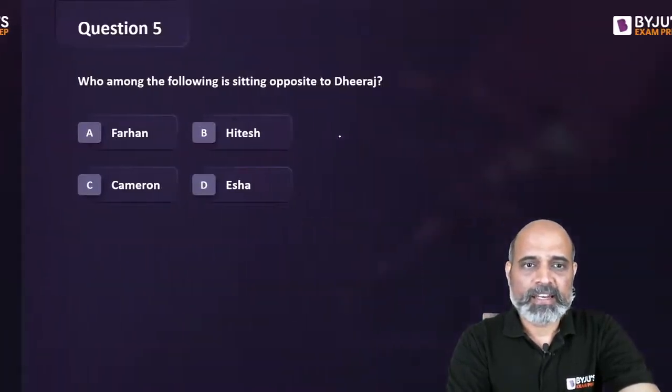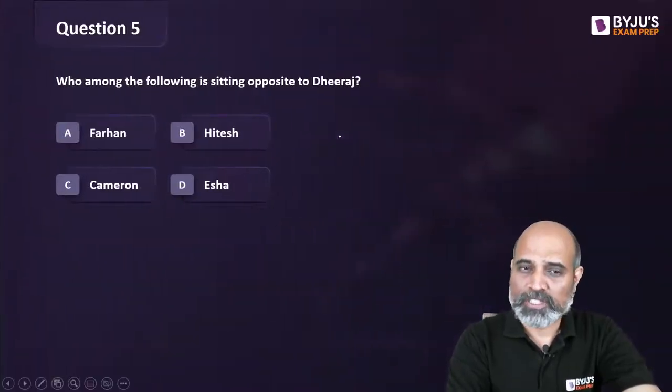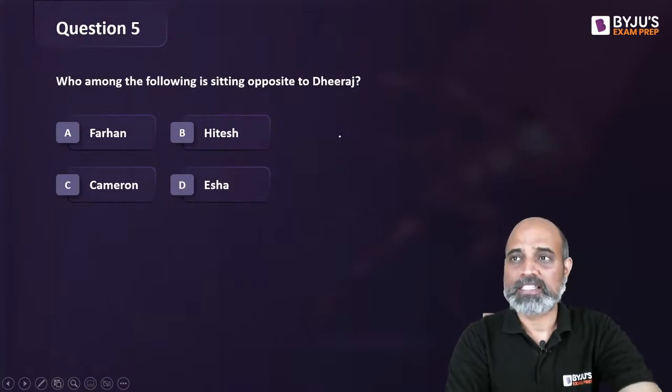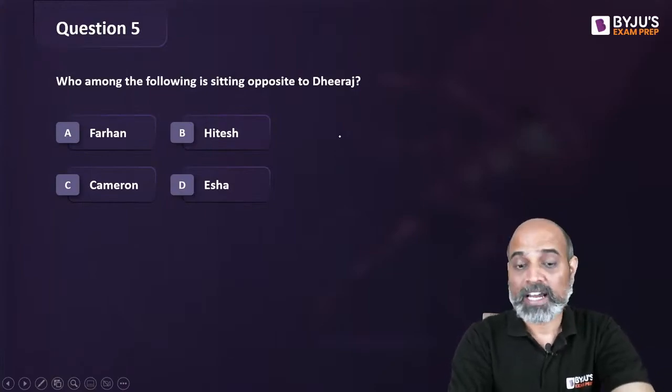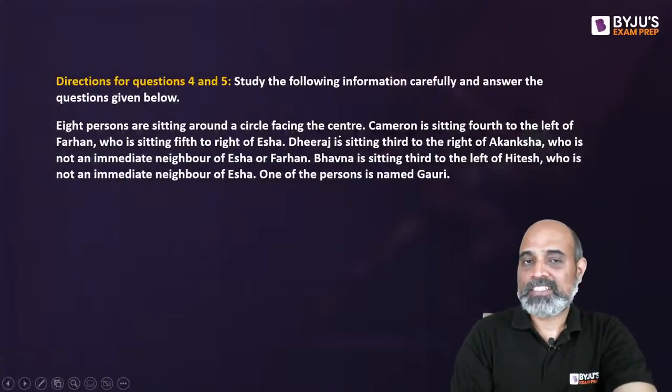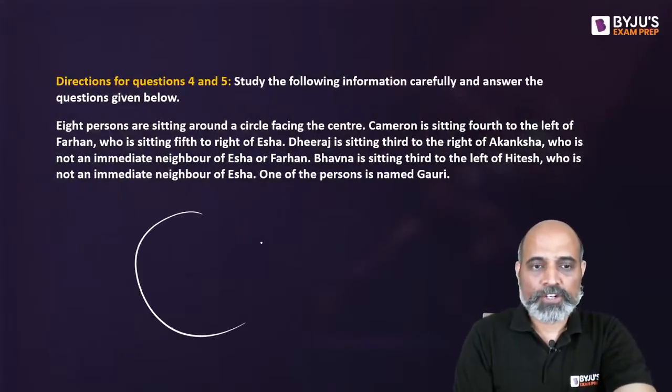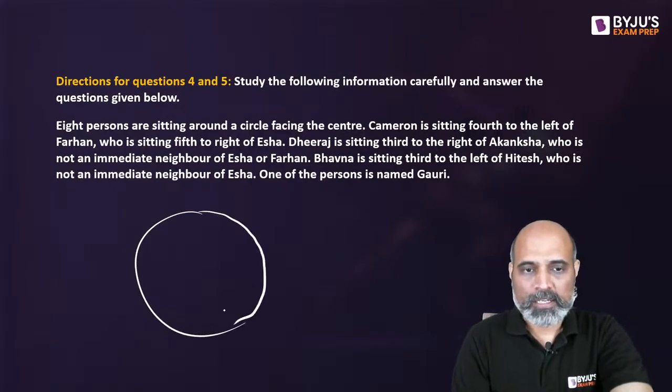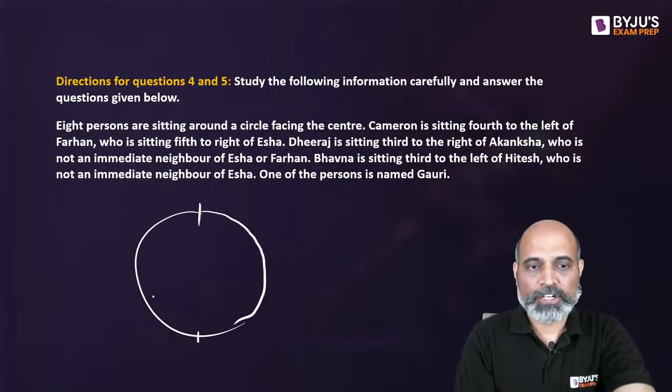Then the next question is, who is sitting opposite to Dheeraj, right? So this is a set-based question. We don't have individual questions from here. So we need to fill this up. We need to draw a circle, and there are 8 people that are going to be seated. So we will make 8 positions such that they are completely symmetrical.